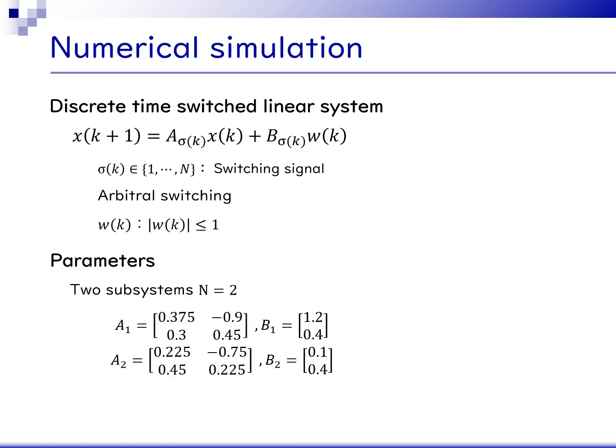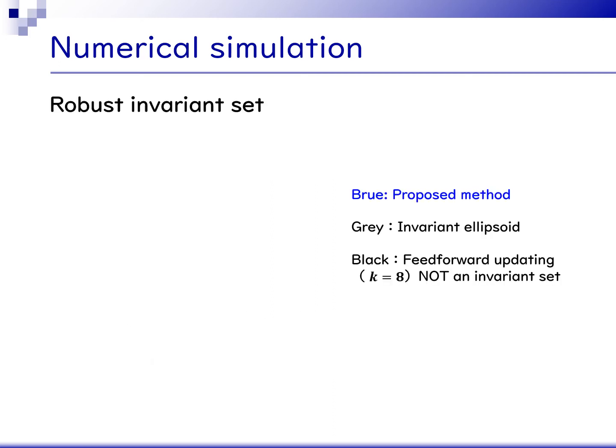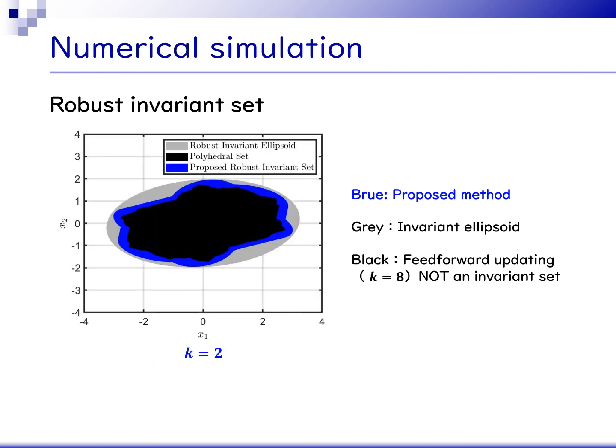We show a numerical example. We consider a switched linear system with two subsystems. The peak of disturbance is given like this. This is the result. The blue set shows the proposed method and the gray set is the invariant set ellipsoid by a previous method. The black region shows feed-forward updating. Note that the black set is not an invariant set.